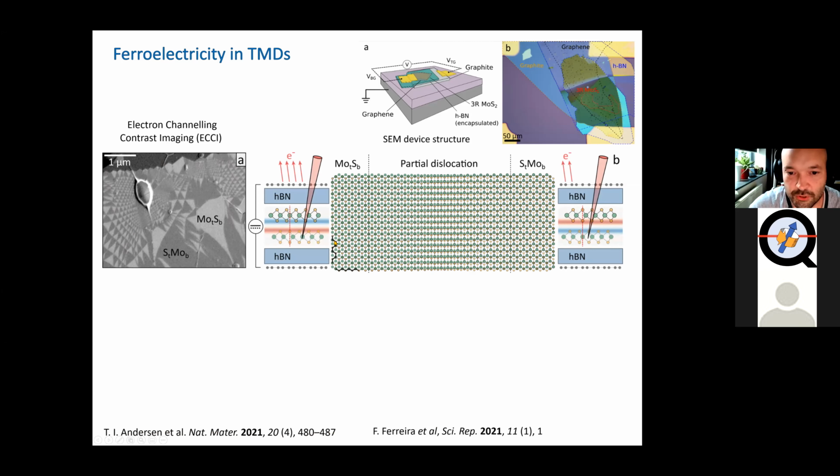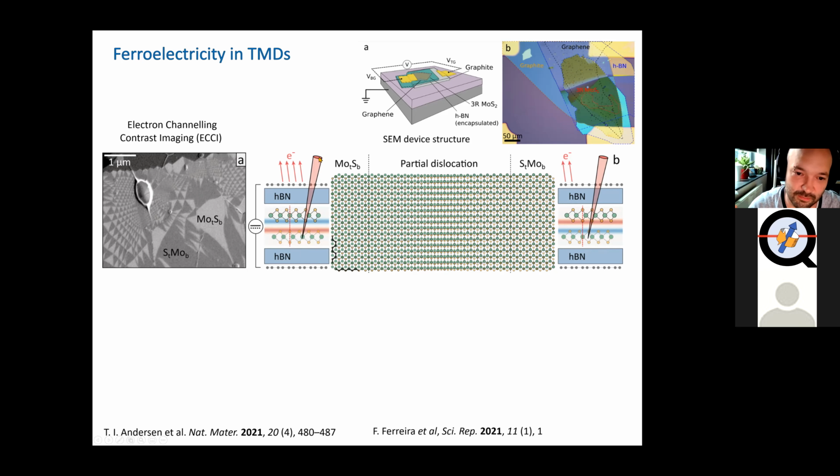The schematic here shows the MX, or molybdenum sulfur, domain on the left, and a sulfur molybdenum domain on the right. In the middle, we have this partial dislocation, which we also call the domain boundary. But in crystallography terms, it is a partial dislocation. And here's the illustration. It's a very basic illustration, but it helps to understand the process.